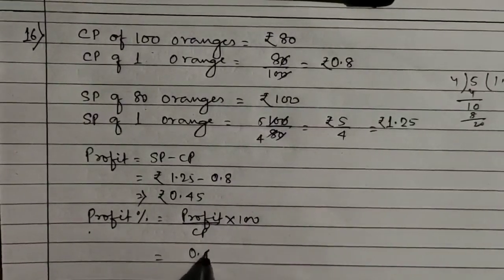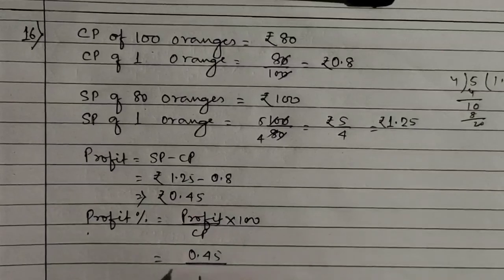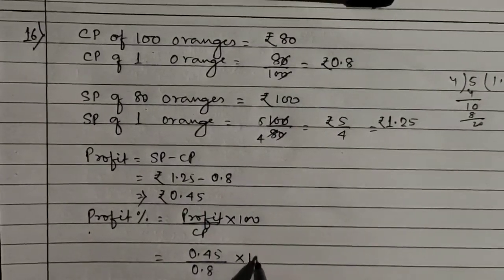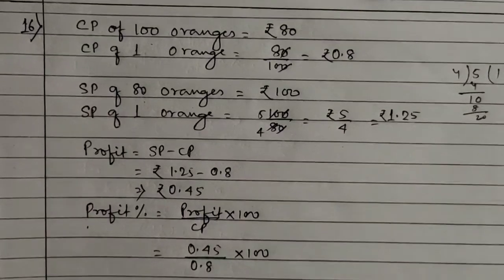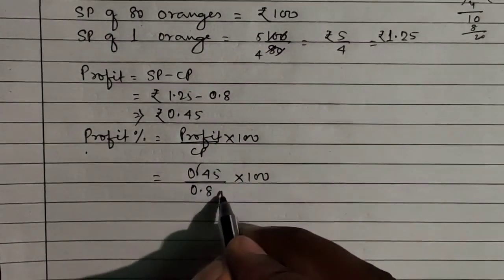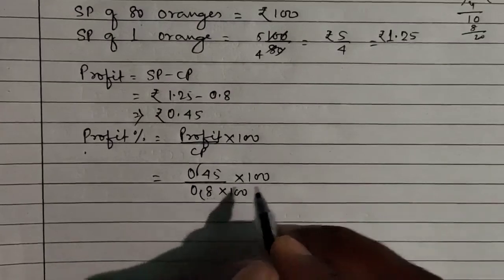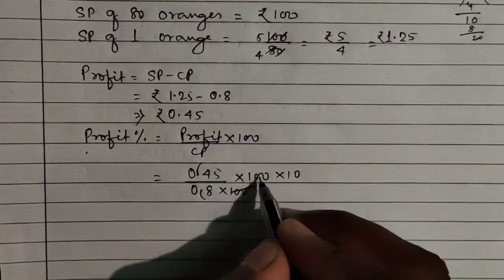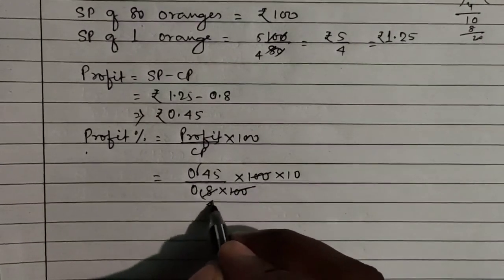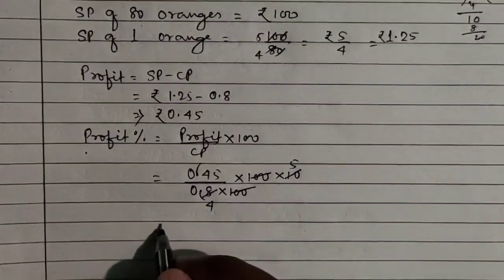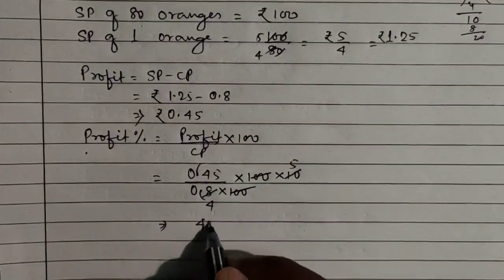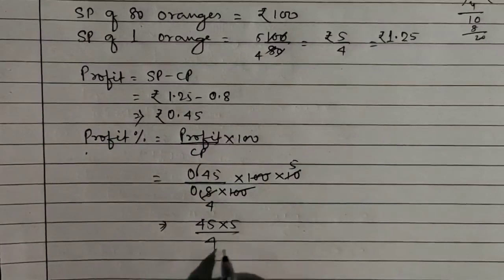As profit is 0.45, CP is CP of 1 orange we will take, that is 0.8 into 100. Now what we will do, we will remove the point here. This point will go here, 100 will be there. This point we will remove here, 10 will be there. This 100 cancel. 2 4 ja 8, 2 5 ja 10. Next 5 5 ja 20. Next is 45 into 5 by 4%.